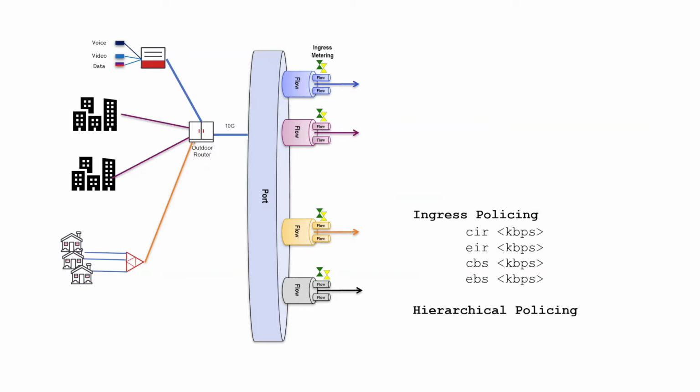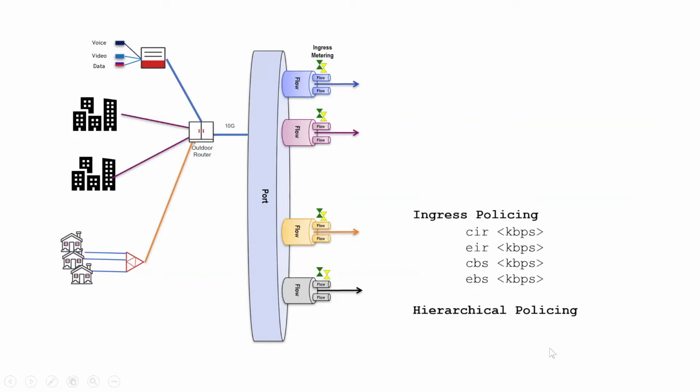And so in that case, we have an excess information rate, EIR, which is how much more traffic we'll send beyond their CIR value. And the burst size is really how much traffic we'll send at once.